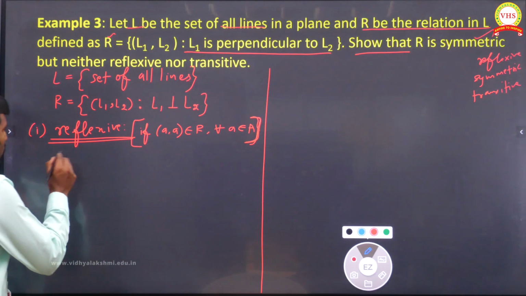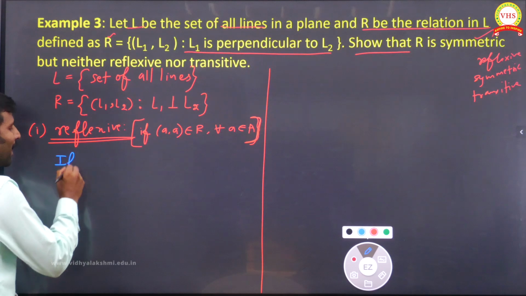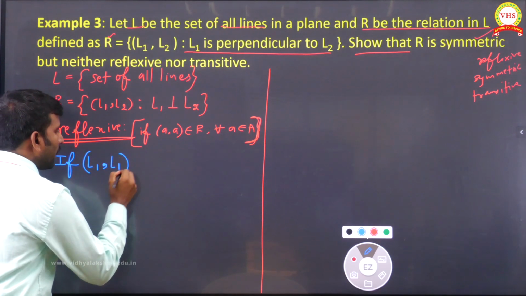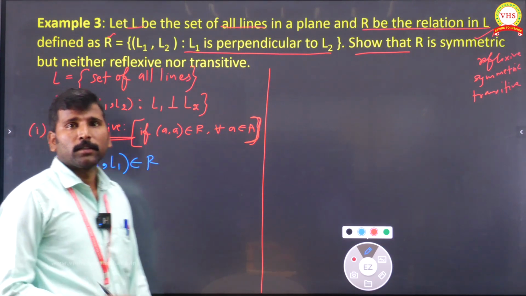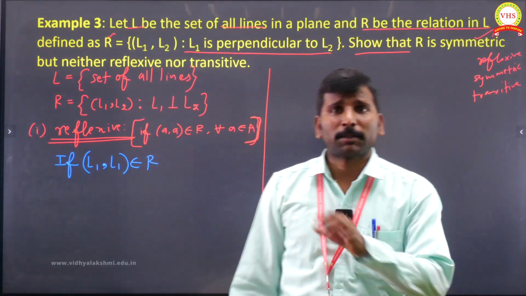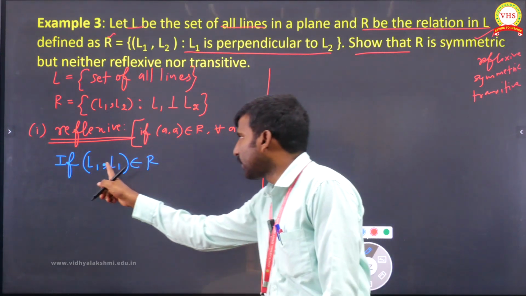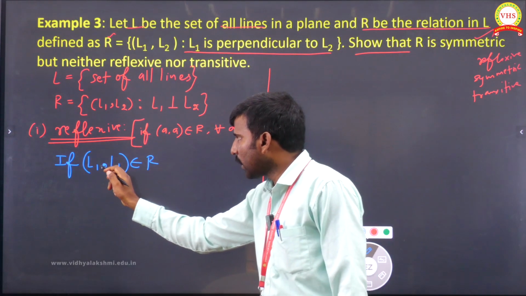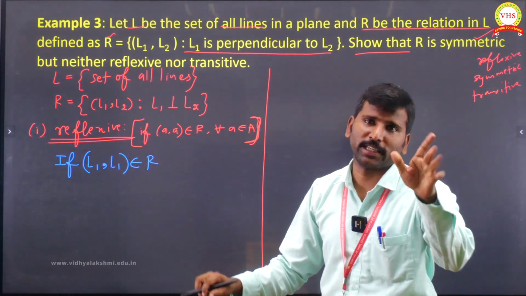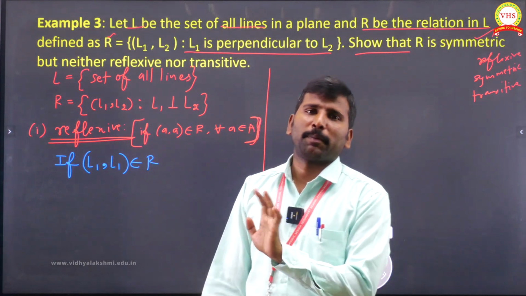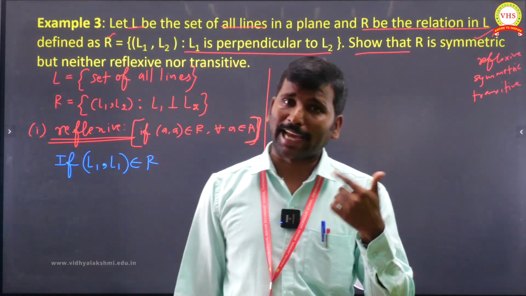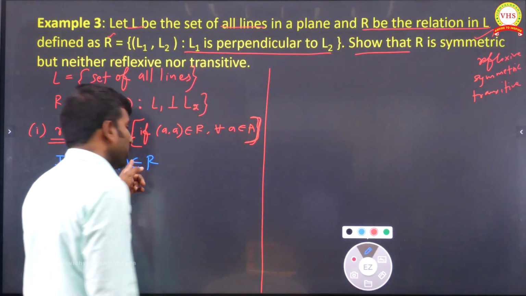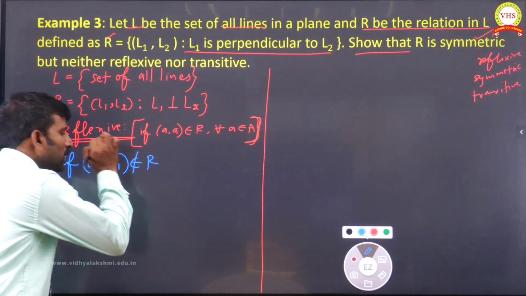Answer is what? We have to take one line, line 1. The line 1 must be in the R. Whether it is possible or not, you have to check. If (line 1, line 1) is in R, what is the meaning? Line 1 and line 1 are perpendicular to each other. Same line cannot be perpendicular to each other. Same line can be parallel, but same line cannot be perpendicular to itself. So it never belongs to R. It does not belong to R.